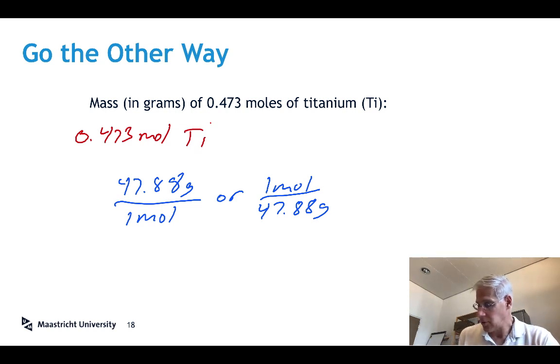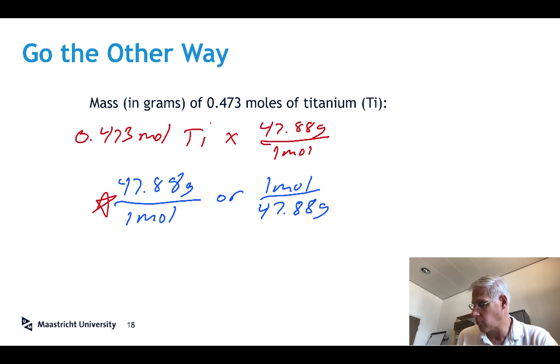So we want to use that first conversion factor there. So we can go times 47.88 grams per 1 mole of titanium. And you can see that my moles of titanium will cancel, and I can calculate a value there. There's lots of different ways of doing these calculations, so if you learned it in a different way, that's just fine.